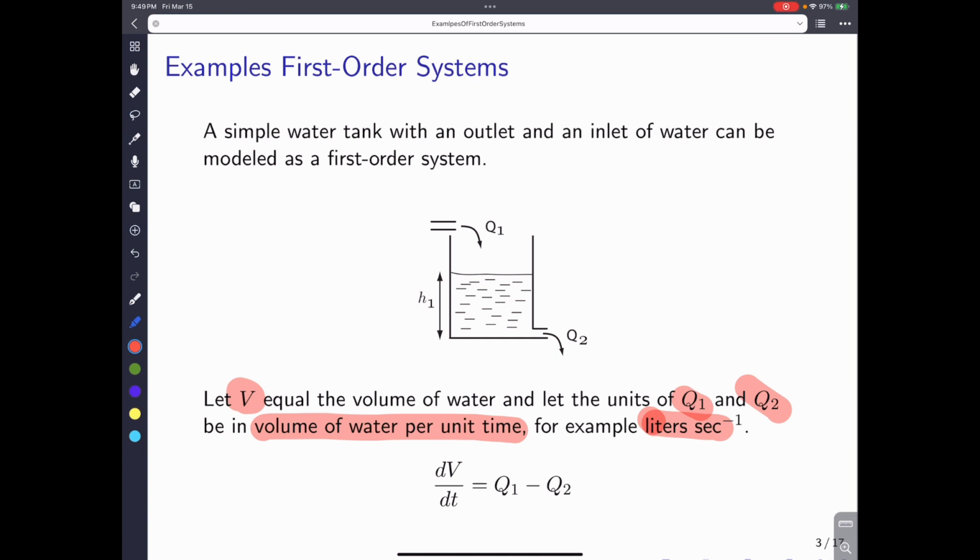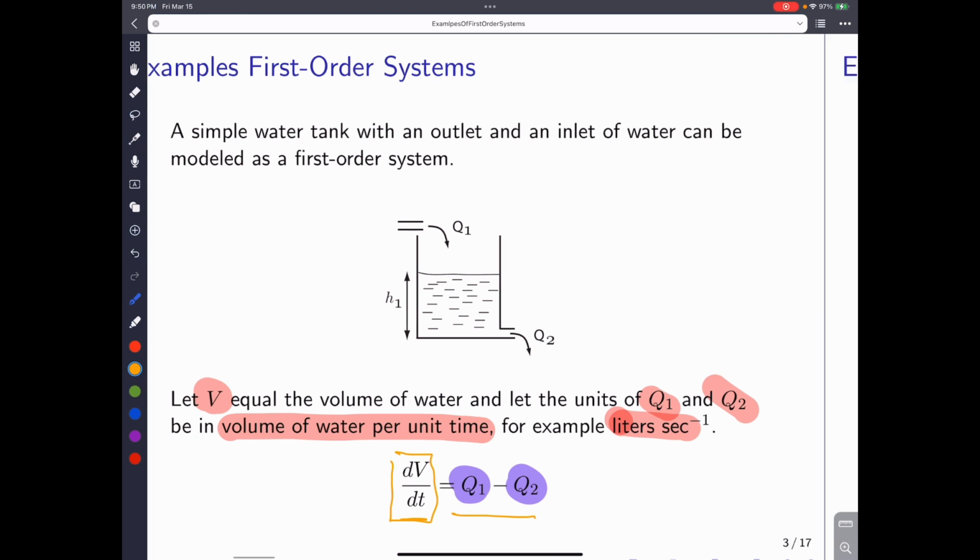All right, and that's convenient because now I can describe the rate of change of the volume as the difference between the amount of water coming in and the amount of water leaving. And since these two here are in volume per unit time, this side here will also be in volume per unit time. So this dV by dt describes the rate at which the volume is changing as a result of water coming in and water leaving. All right. So this is the equation we'll start with.